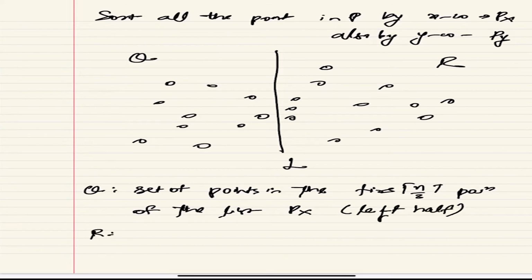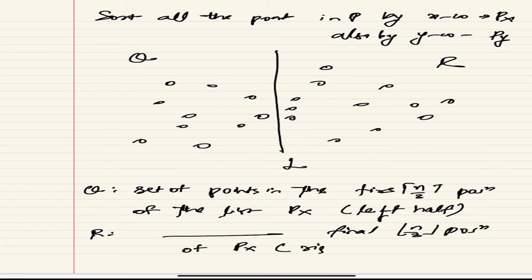And similarly, R is the set of points in the final n by 2 positions of Px. So this is your right half. So I can systematically divide them into left and right parts. So that part is fine.